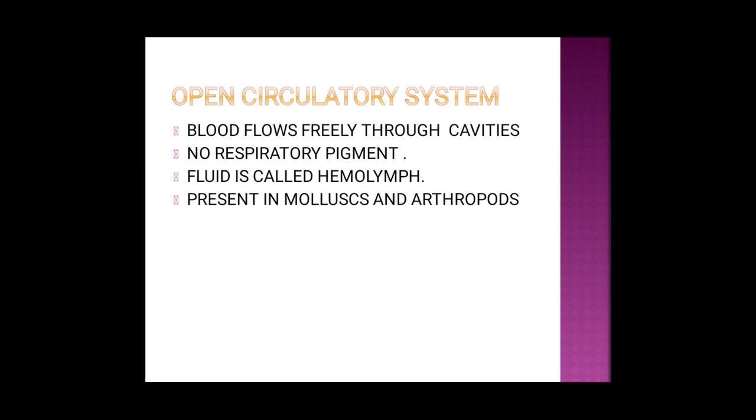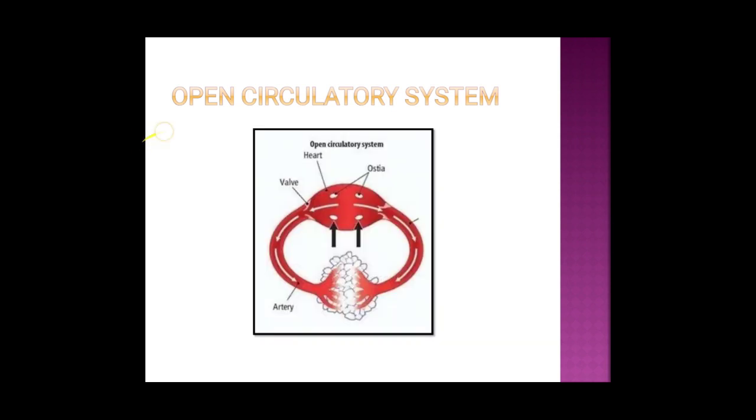Now moving on to the diagram of the open circulatory system. The blood vessels open into spaces and there are no capillaries. So blood comes in direct contact with the tissues. This type of circulation is known as the open circulatory system.